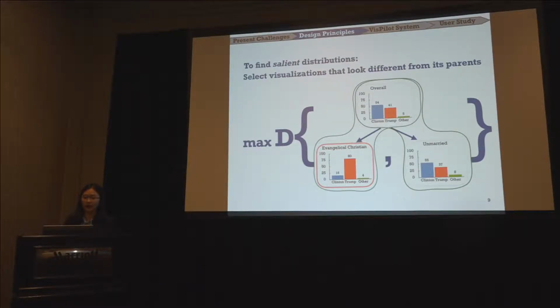Given that we now have the proper parent reference for each of our visualizations, we need to identify the visualization that will actually convey something interesting. We define something as interesting if it's visually salient. In other words, if its distribution is maximally different from its proper parent reference.